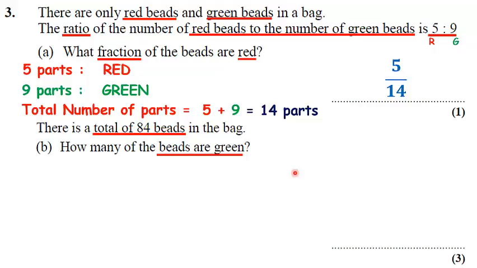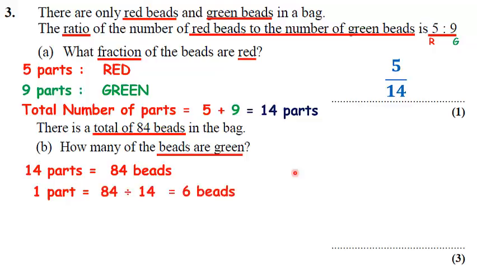Okay, here there's a total of 84 beads in the bag. How many of these beads are green? Well, I know there are 14 parts. I just worked that out, and 14 parts is 84 beads. So for 1 part, if you have a calculator for this, you could do 84 divided by 14, that will tell you how many beads is 1 part, and that's 6 beads. Okay, so 6 beads is 1 part.